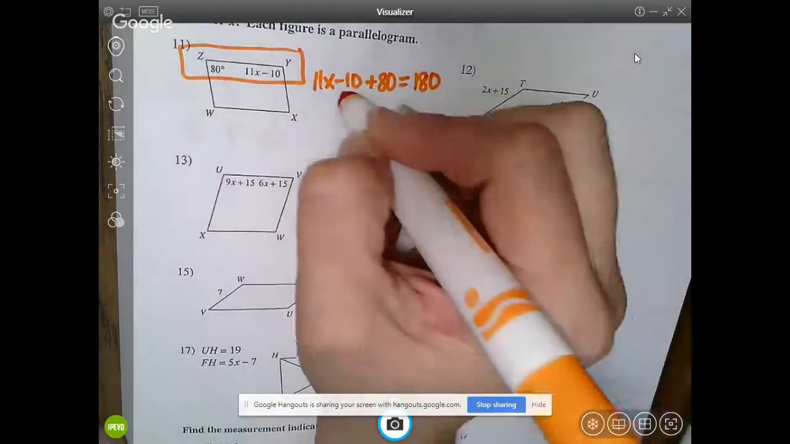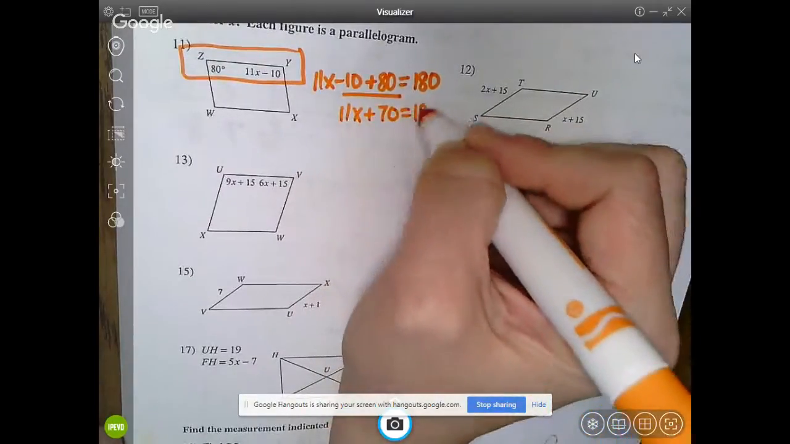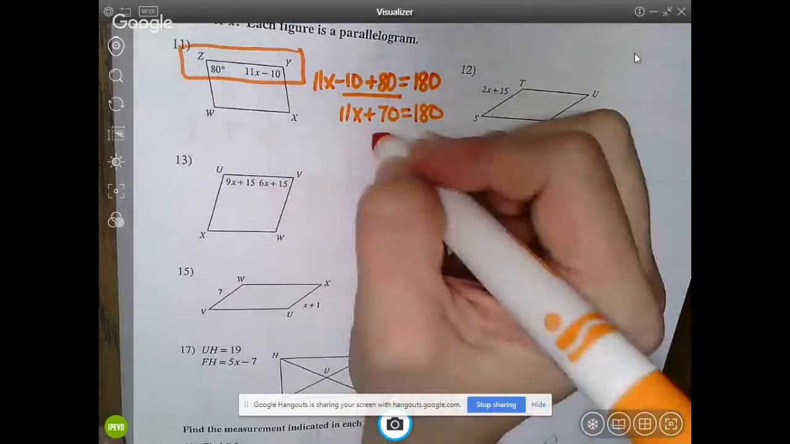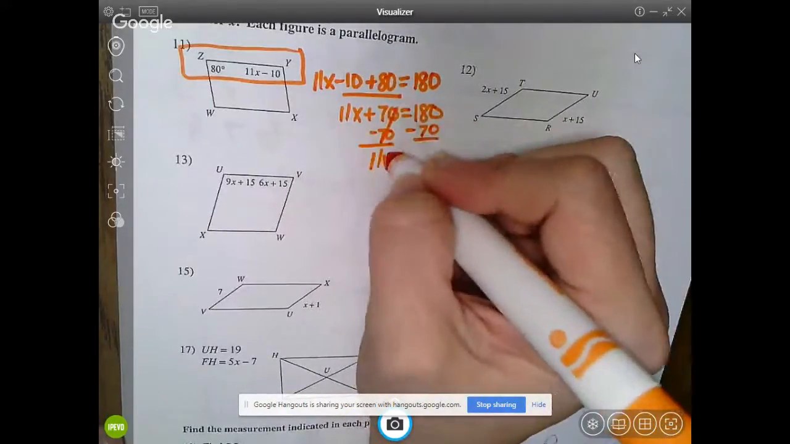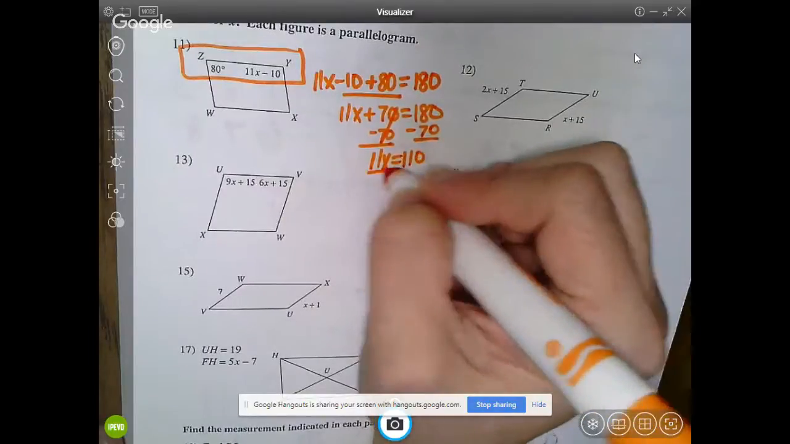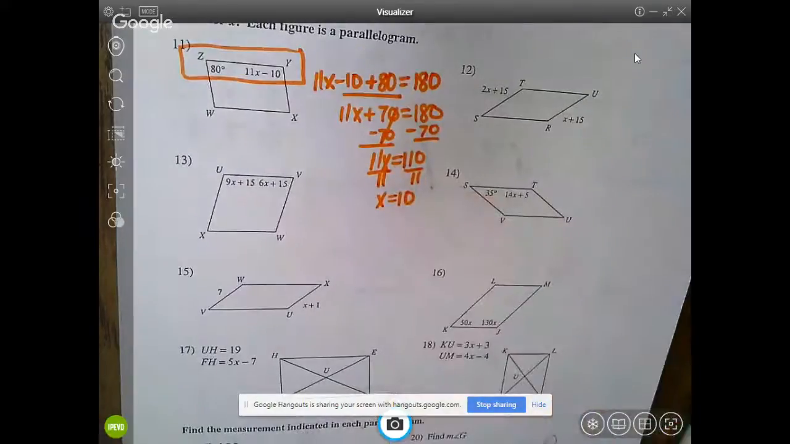Okay. So now we're going to combine these. 11x plus 70 equals 180. Subtract 70 from both sides. Divide both sides by 11. X equals 10. Hopefully this part you already know, right? The new thing is connecting it to geometry. But you should already know how to solve two-step equations.